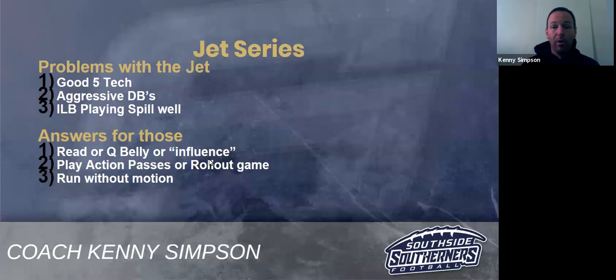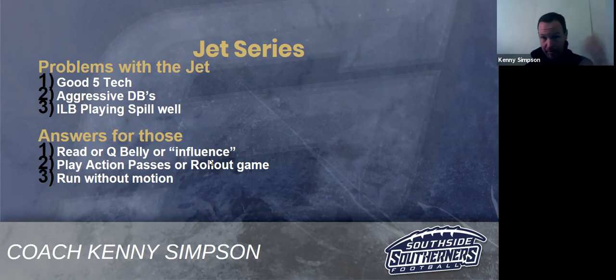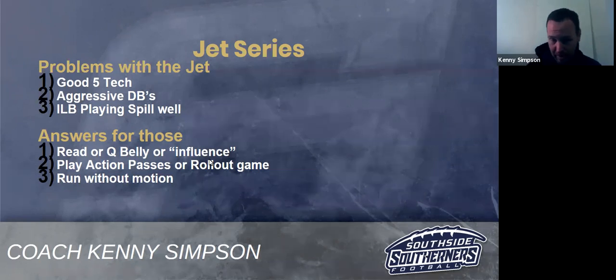Okay. All right. So here's what happens when you run jet. Here's the problems that you may get into, or that we get into, when you're trying to run jet sweep. Okay. One is you got a really good 5 technique. So against a 4 front team where they've got a really good 5 technique, there's a couple different things we're going to do, and I've got answers down there below.